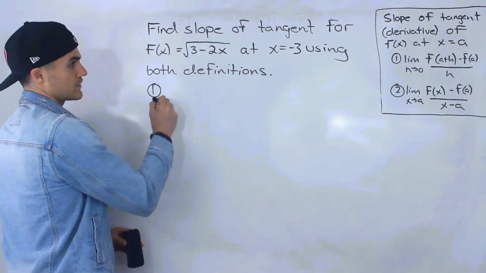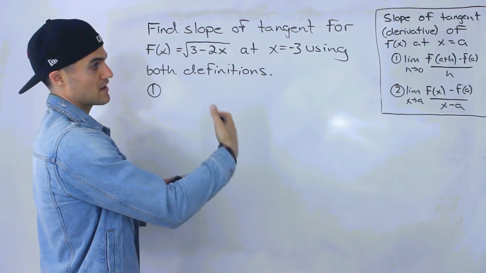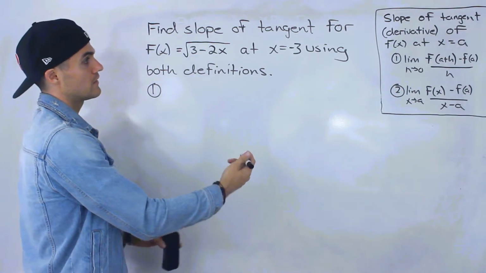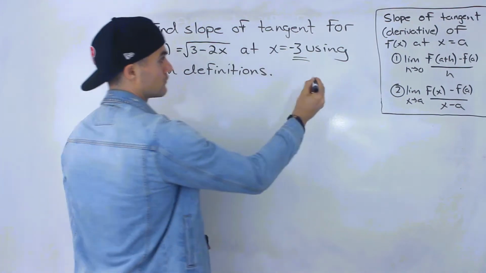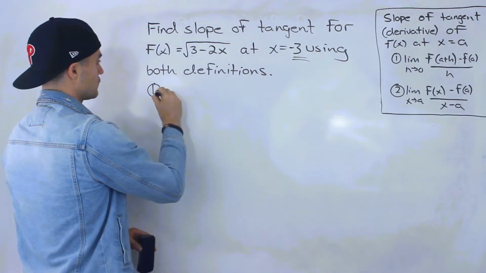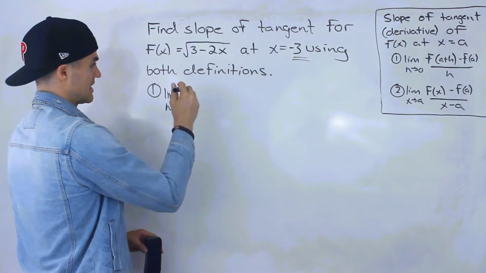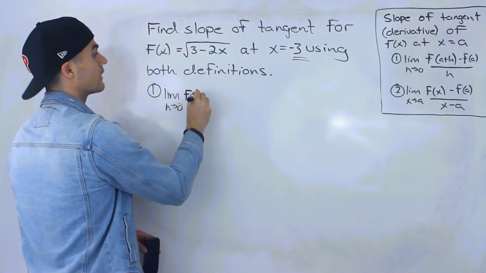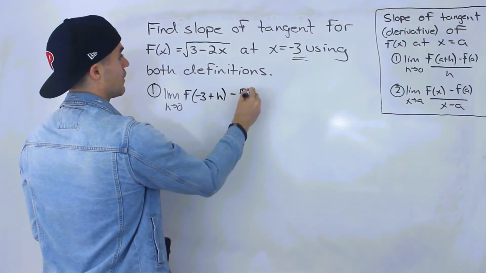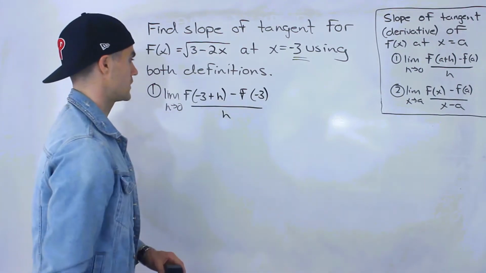So with the first definition, we've got the limit as h approaches 0 of f of a plus h minus f of a, all over h. And what's the a value we're working with in this case? Negative 3. This is the function, and then that's the a value. So if we plug that a value into the general definition, we'll have f of negative 3 plus h minus f of negative 3, all over h.